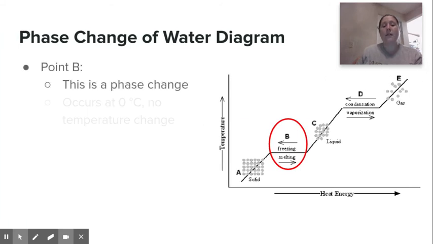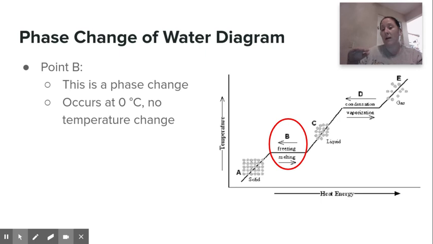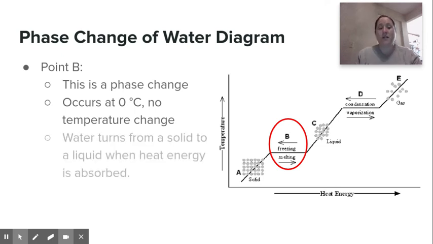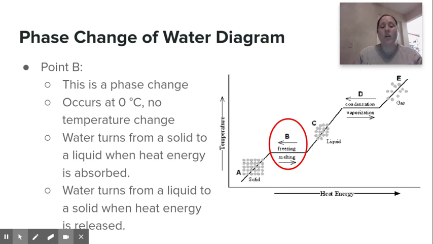Point B, this is a phase change. It's going to occur at 0 degrees Celsius, and there's going to be no temperature change during a phase change. And the reason for that is because all of that heat needs to be transformed into kinetic energy to help push the particles apart. So water turns from a solid to a liquid when heat energy is absorbed. And water turns from a liquid to a solid when heat energy is released.